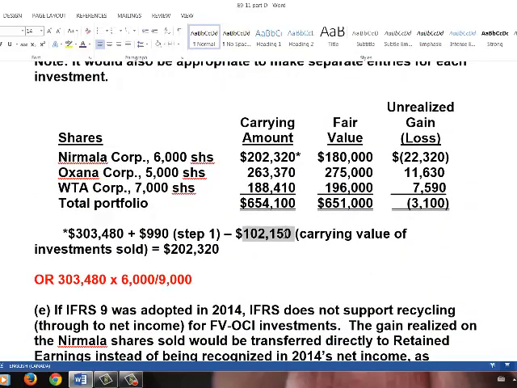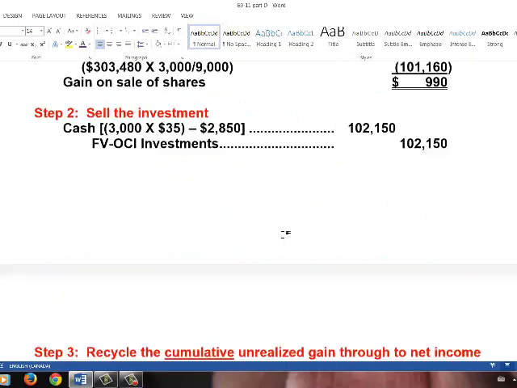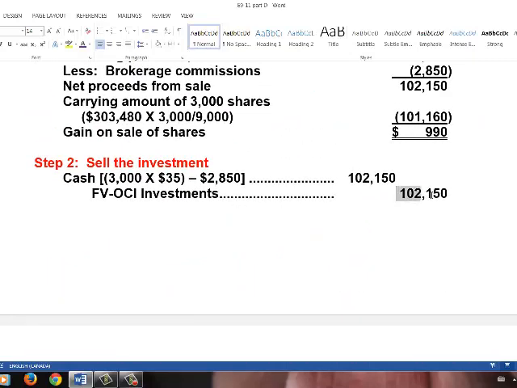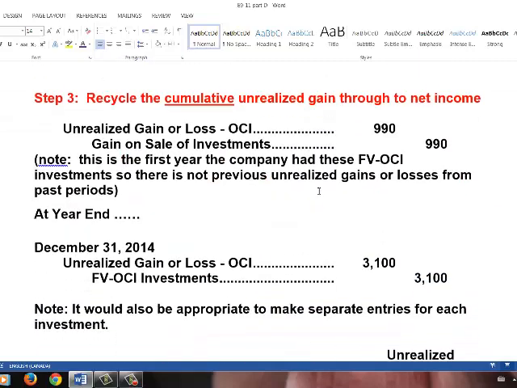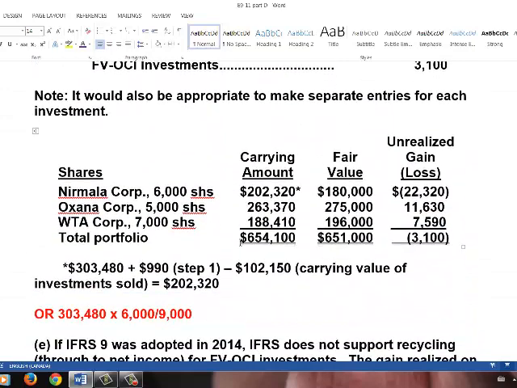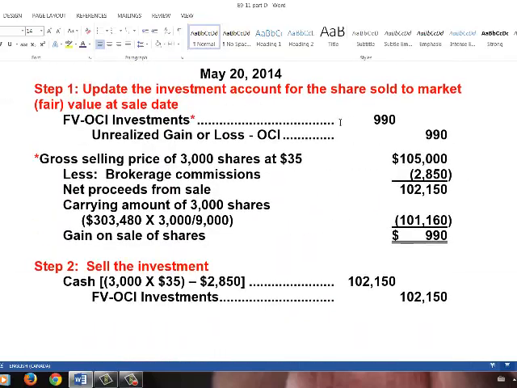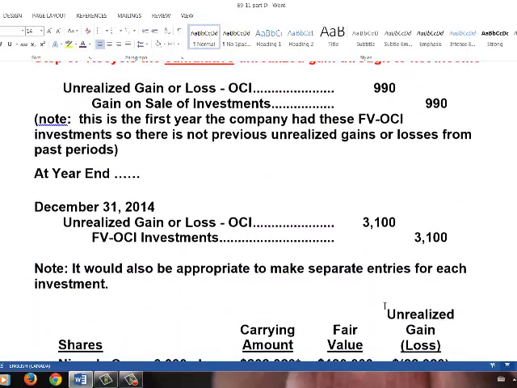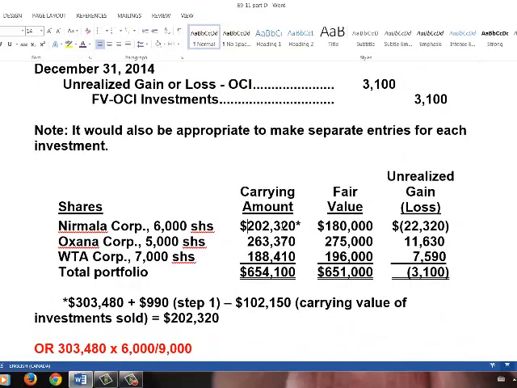I removed 102,150 in step 2, right? This step. I credited the investment for 102,150 because that represented the amount of cash I got for it. So this had to do with the Normalis shares, right? So what you could do is you could also just follow through with it manually. Started at 303,480. I increased it by 990 when I did step 1, right here. And now I also reduced the fair value through OCI investment when I sold the Normalis shares, right? So I can just follow it through that way and get 202,320.